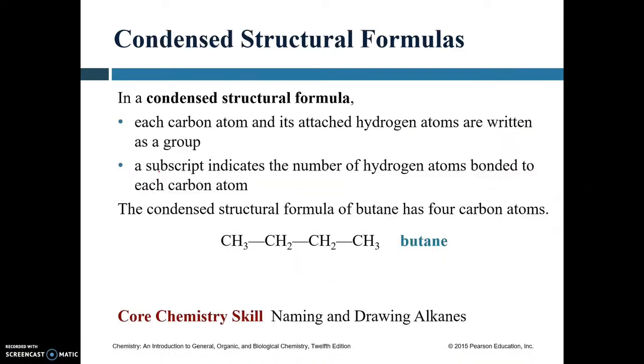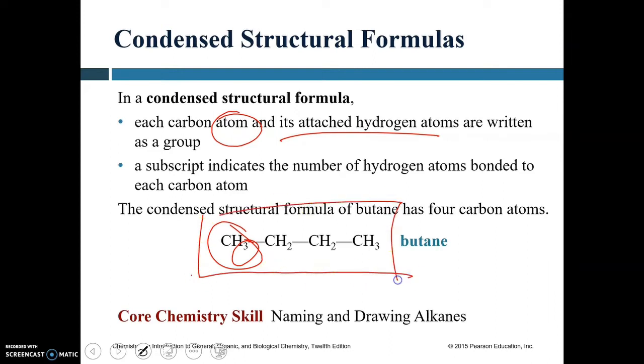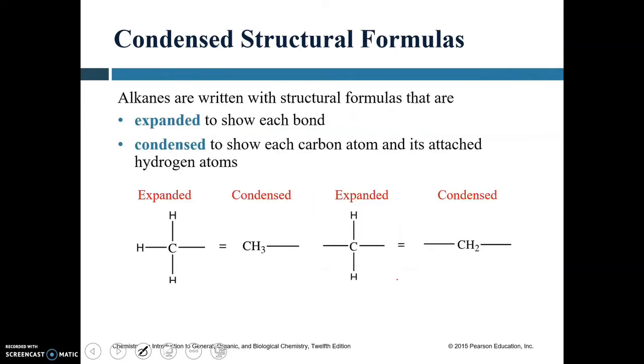Now, there are several ways to show the structure of an alkane. Instead of the full structural formula, sometimes we use an expanded structural formula. Sometimes we use a condensed structural formula, where each carbon atom and all the hydrogens that are attached to this atom are written as a group. The subscript next to the hydrogen indicates the number of hydrogen atoms that make bonds to each carbon atom. So for butane, for instance, with 4 carbons, this is the condensed structural formula.